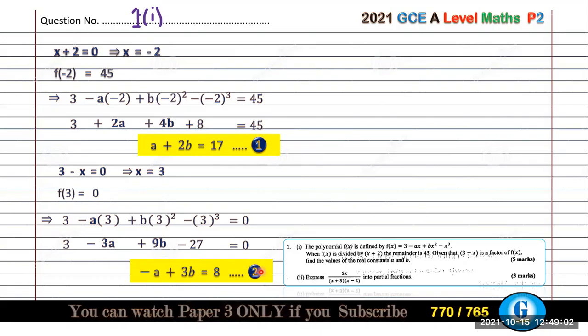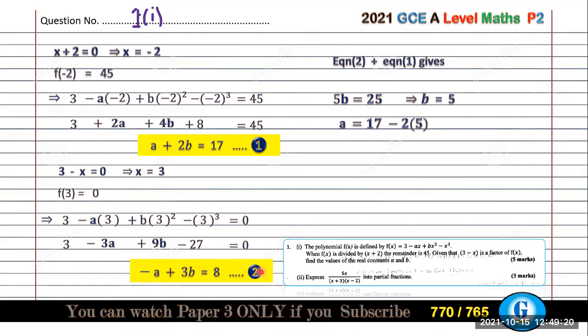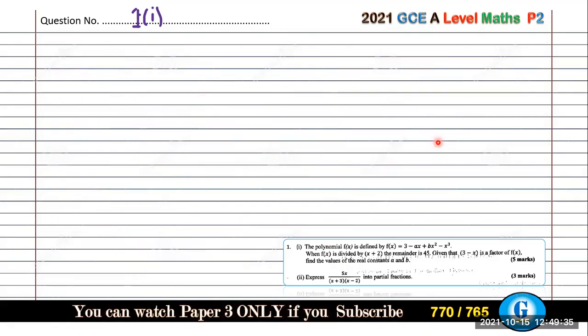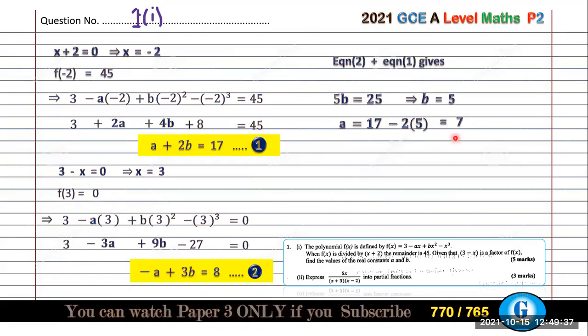So we can solve these two equations directly by elimination. If we add equation 1 to equation 2, this will give us 5b equal to 25, implying b is equal to 5. We now substitute the value of b in one of the equations, equation 1. So from equation 1, a will be equal to 17 minus 2b. That is 17 minus 2 times 5. That is 17 minus 10, which is 7. Okay, so this is it for the first part of this question.